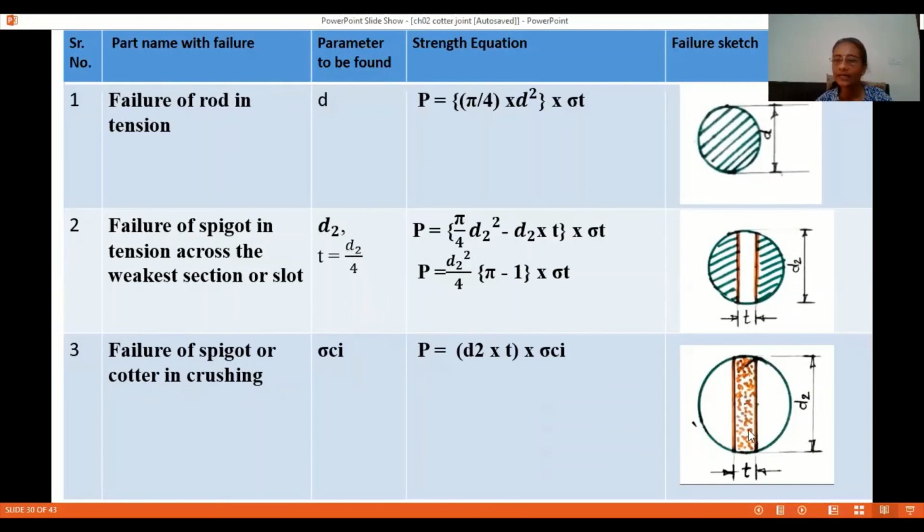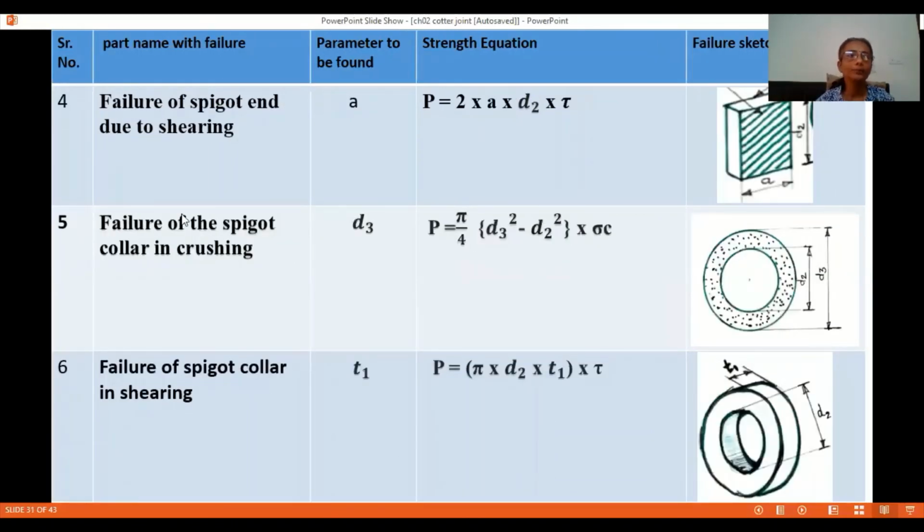Third step is to check the design of cotter in crushing failure. So we can see this is a failure sketch. So the strength equation is d2 into t into sigma c induced. From this equation, we have to find sigma c induced. After finding sigma c induced, we need to check it should be less than the permissible value.